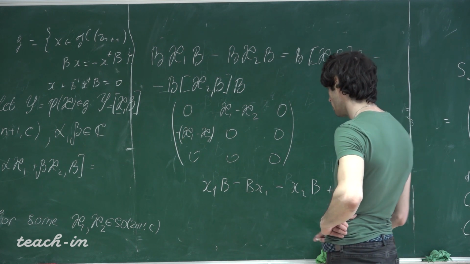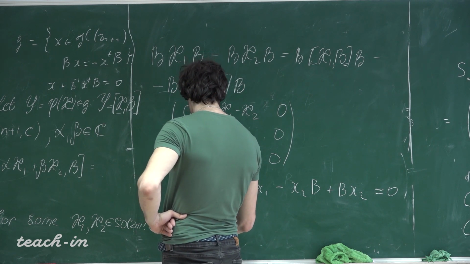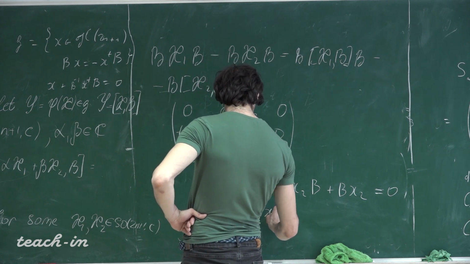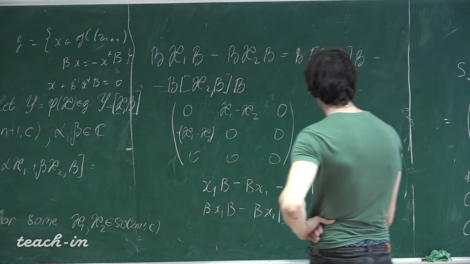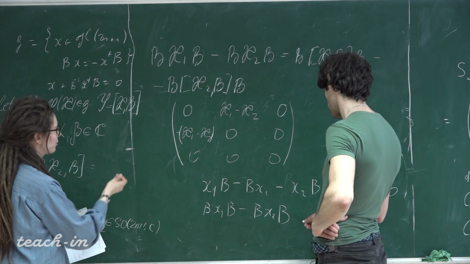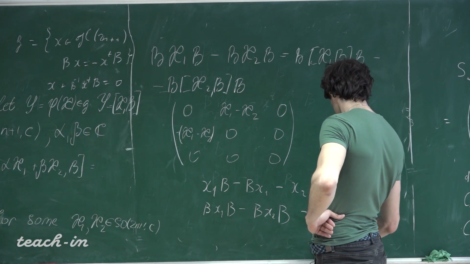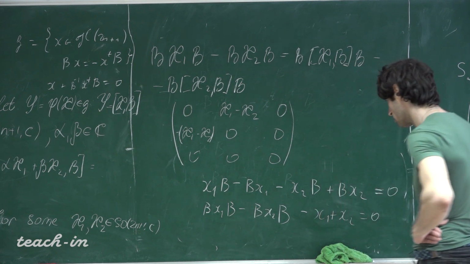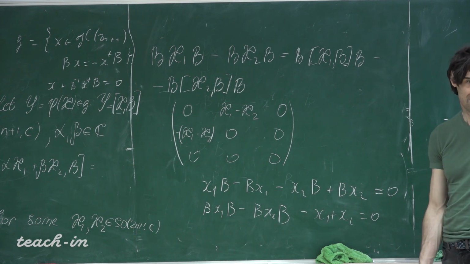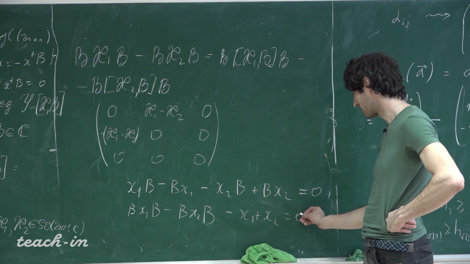If you multiply by b from the right, from the left, you'll have b x1 b minus b x2 b, what you have there should not be 0. But I did it a little differently: first multiply from the left, from the right, then x1 plus x2 should be 0. So maybe if you compute this, you will get something like this. I don't know, but that's the only way, I think.